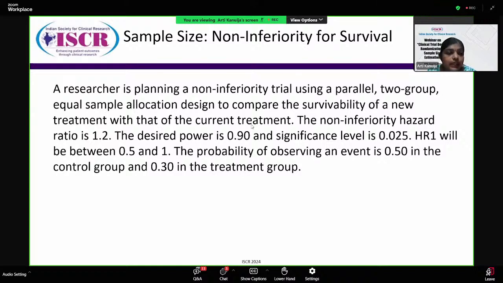They're looking for a probability of having an event of 50% in the control group and 30% in the treatment group. So there are a lot of things that they give you. Depending on your research question, you have to decide what formula, which software, and what kind of methodology has to be utilized in order to get it. If it is not available, you have to go and search for it, or you have to assume certain things depending on your experience in that particular disease condition or the patient population.